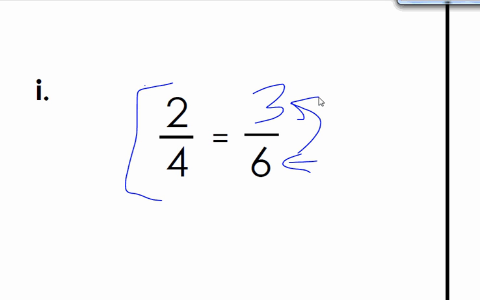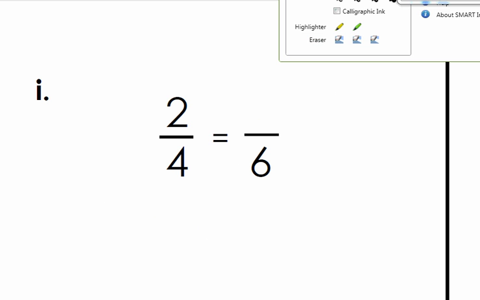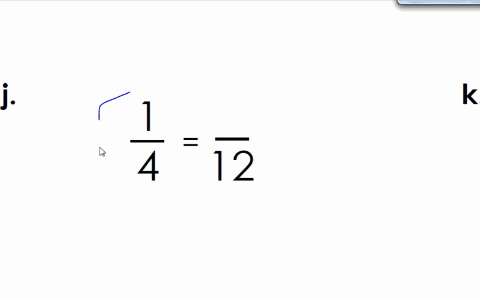If the fraction here does not equal a half, then I could use cross multiplication or multiplication: multiply the denominator and the numerator at the top by the same number. Let's do another example so you can see. Look at letter H, 1/4. Does that equal a half? No. So I'm going to use multiplication.